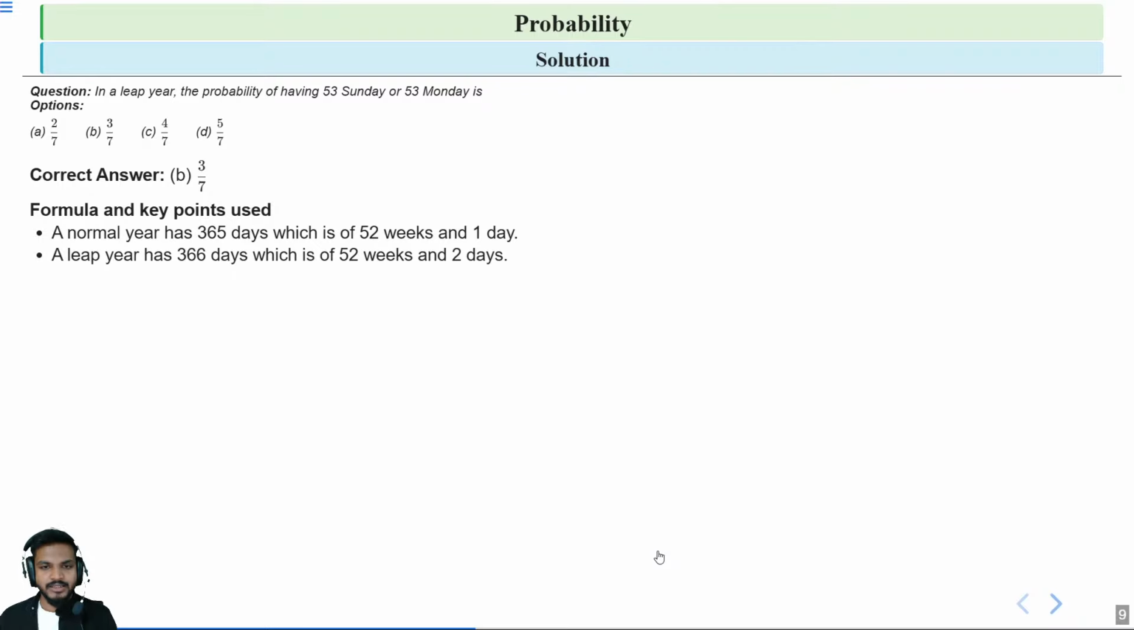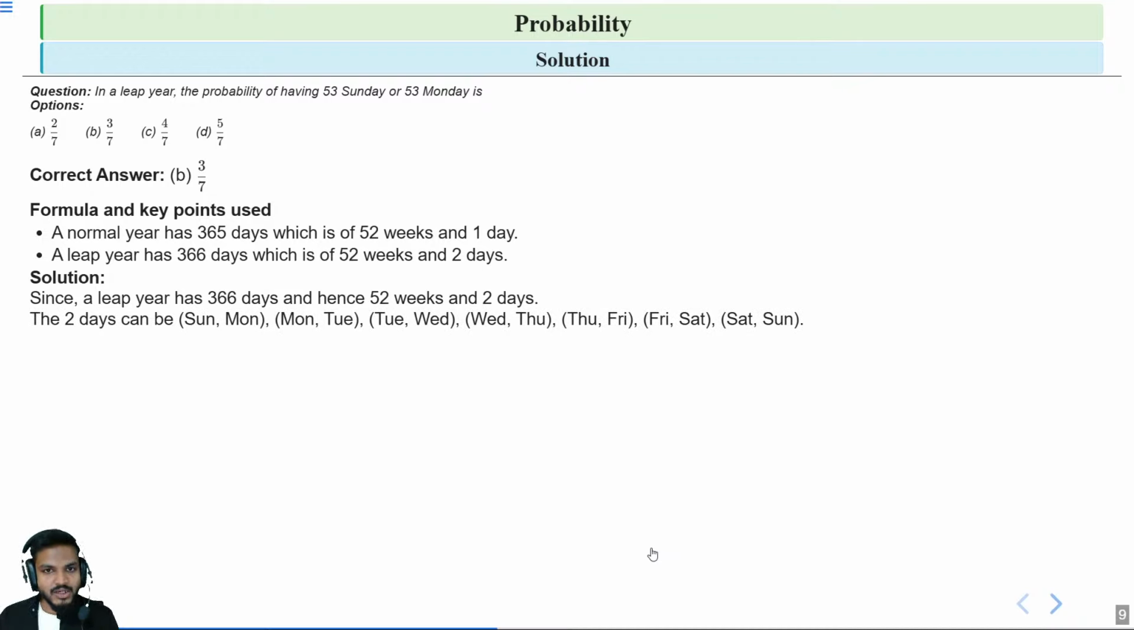Second thing, in the question a leap year is given, and a leap year has 366 days. So total 52 weeks and extra 2 days. And these 2 days can be any pair: Sunday-Monday, Monday-Tuesday, Tuesday-Wednesday. So let's solve. Since a leap year has 366 days, that means 52 weeks plus 2 days. So those extra 2 days can be what? It can be Sunday-Monday, Monday-Tuesday, Tuesday-Wednesday, Wednesday-Thursday, Thursday-Friday, Friday-Saturday, Saturday-Sunday. Only these cases are possible.